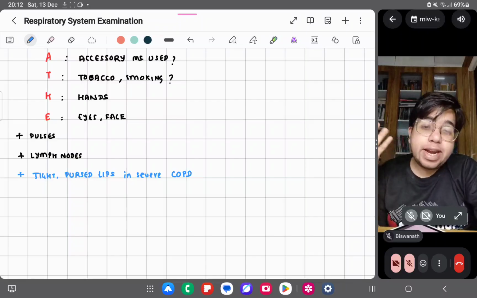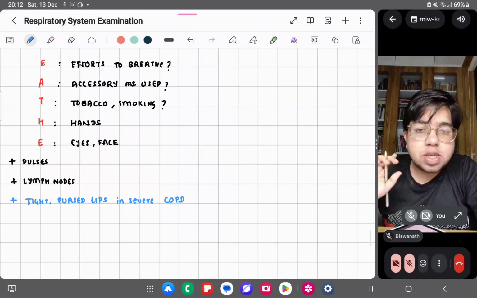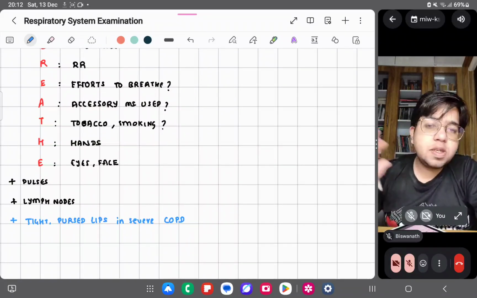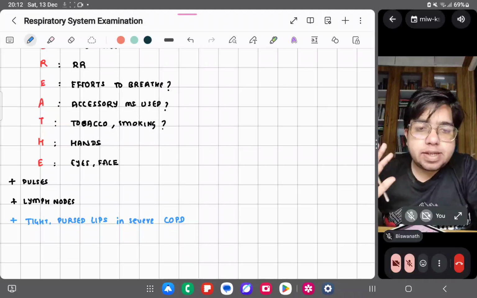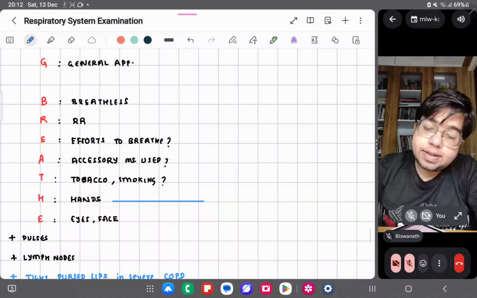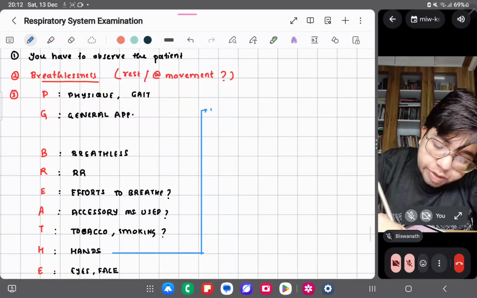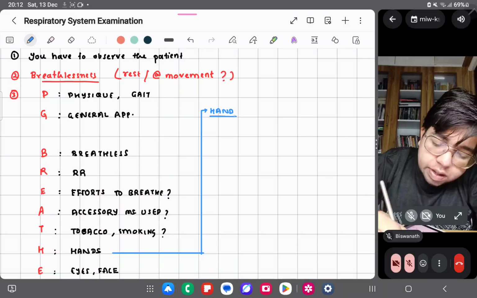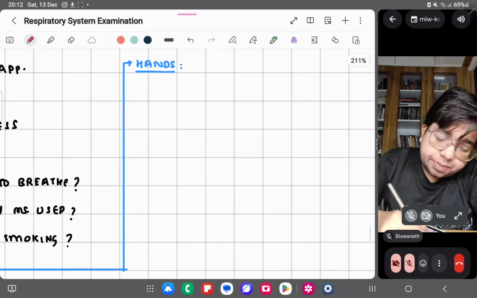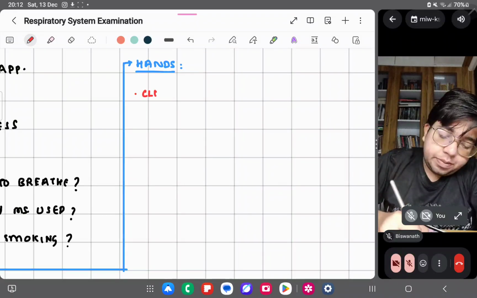But how will you get hints? That is important. What I'm telling is straight from Hutchinson's, so don't worry. If you're not making notes, you can go and read Hutchinson's. You will have no problem in understanding the respiratory examination after this lecture. Okay, I can guarantee you that. Hands. So what things will I look for in the hand which will point me towards some kind of diagnosis? The very first thing which you always see is clubbing.